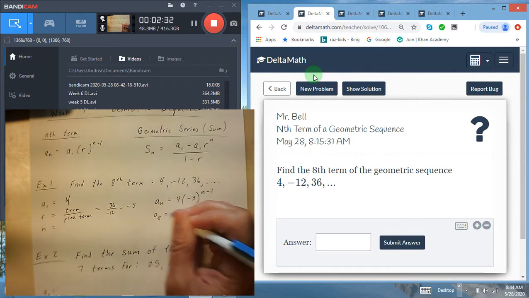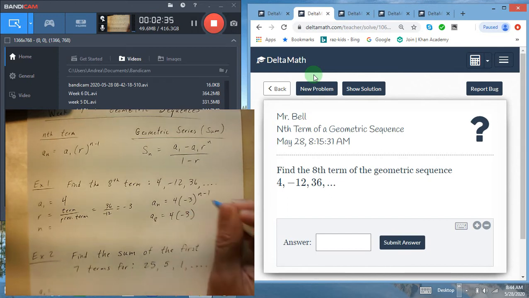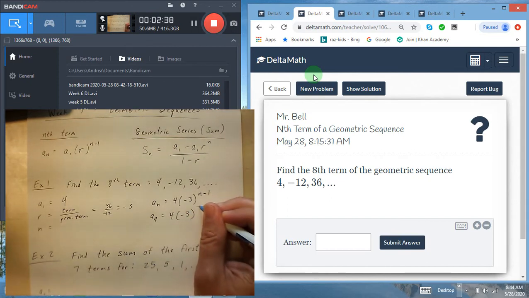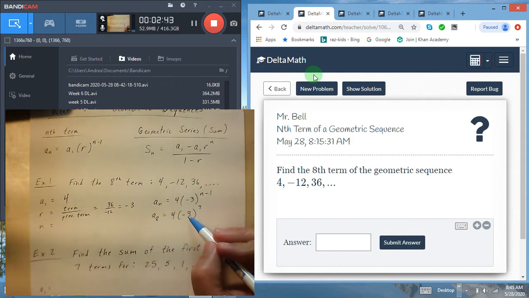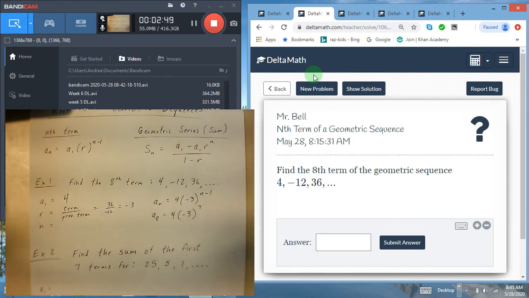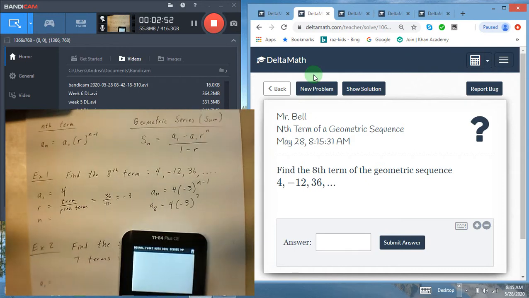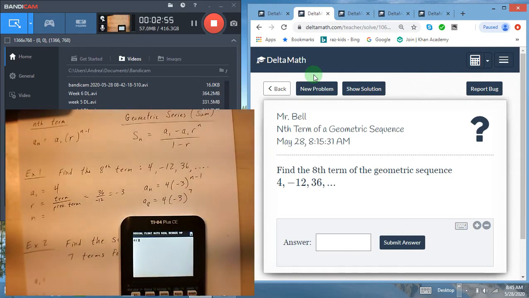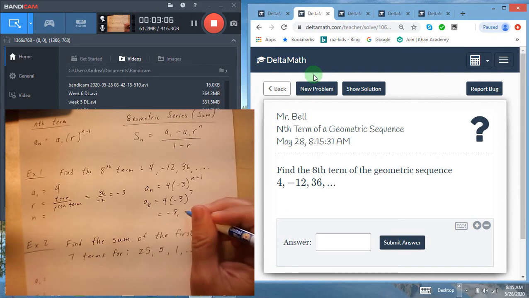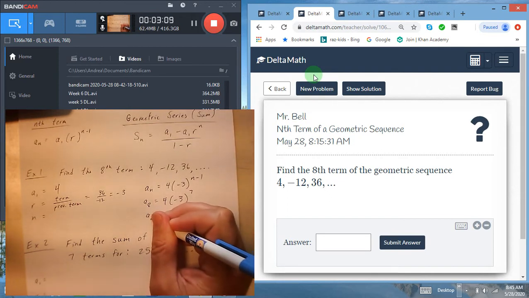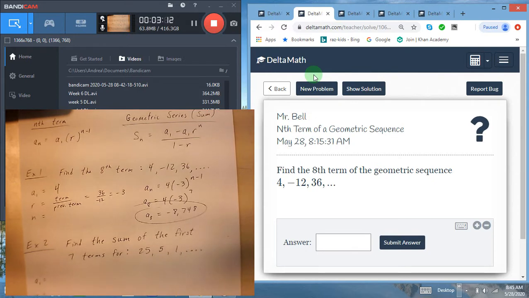So a sub 8 is 4 times -3 raised to the 8 minus 1, so we're going to have the 7th power. Now if you're going to do this step by step, just be careful, make sure you do this first, your order of operations: exponents, and then you multiply. We just punch it in at the same time: 4 times -3 raised to the 7th power. So we get -8,748 is the 8th term. All right, simple enough.